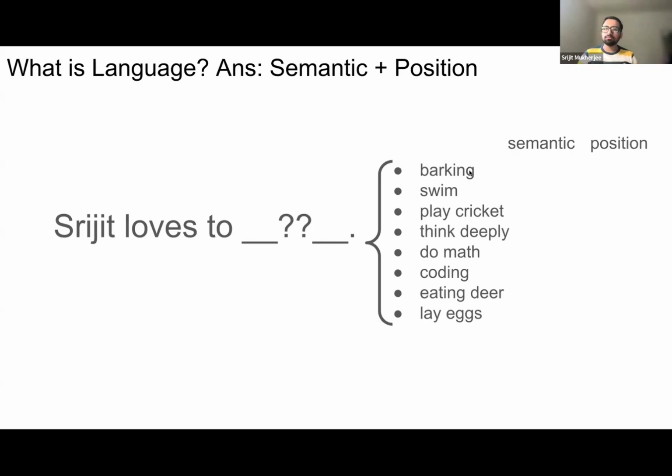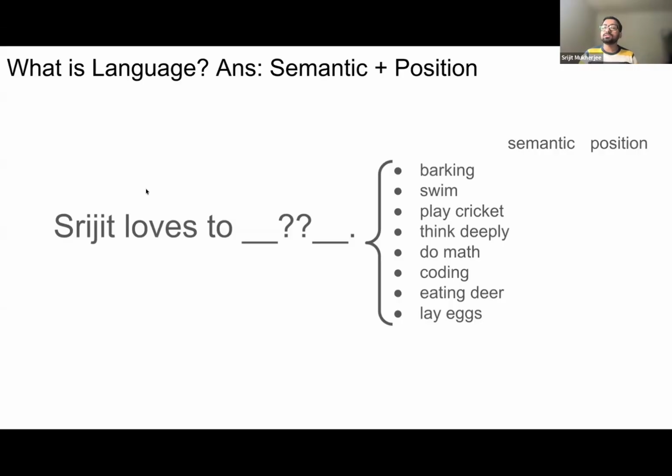Any idea why? No. Why is that? Actually, Srijit is a human being, sir. Exactly, it's not a dog. Anything else? So would bark have been possible? No, that is also not a possible feature for a human being. Barking is okay for a dog, but is there anything else? Grammatically incorrect. Very good, Shreya.